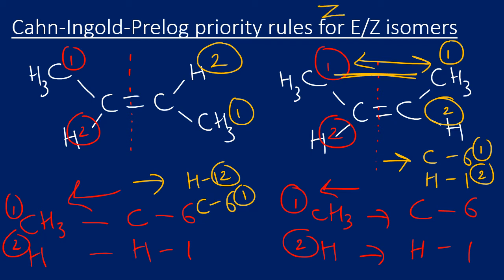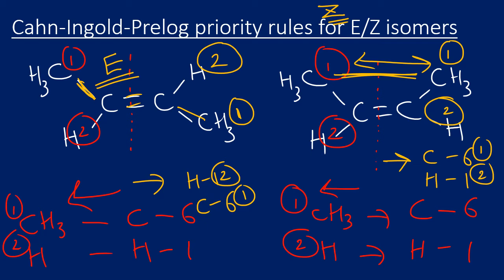Now my understanding is the Z comes from zusammen in German, which means together. So the Z is zusammen, together. And if the number 1 priority groups are not together, they're opposite, as they are in this example here, that is the E isomer. Now again, I believe that is entgegen, which means opposite in German, but someone can correct me if you think I'm wrong. So that's our E and Z isomers.